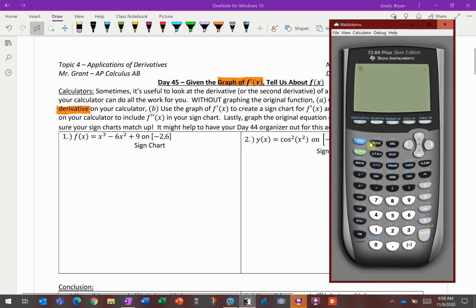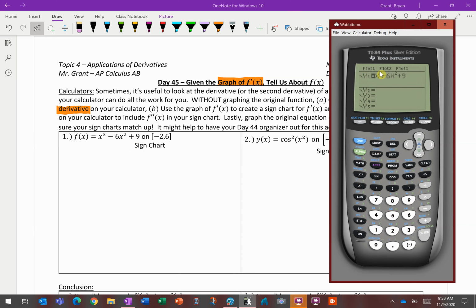So on the 84, usually you turn it on and it starts at your home screen. You want to hit the y equals, and you want to make sure everything's cleared out. So I'm going to go ahead and do that. X, and notice I use this key for x. This is probably the better one to use for x than the x that's hiding down here where you have to do alpha, because this one changes depending on which mode the calculator is in. But either way, x cubed, minus 6x squared plus 9.